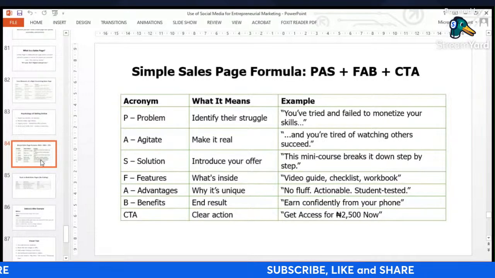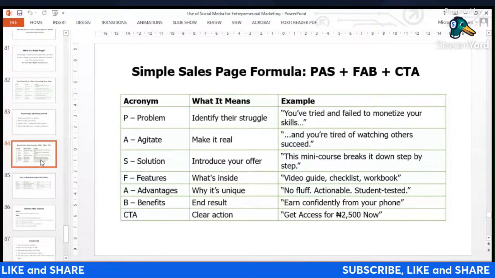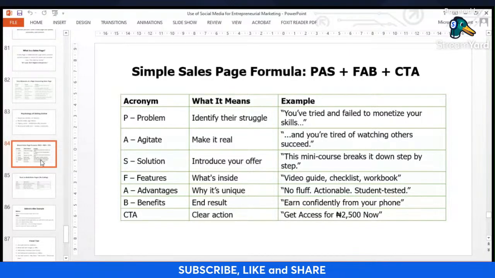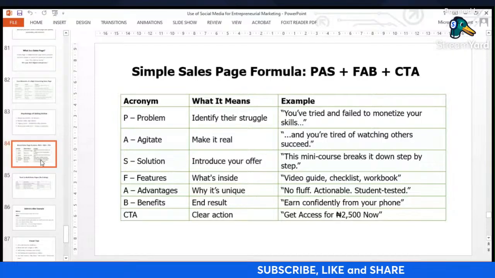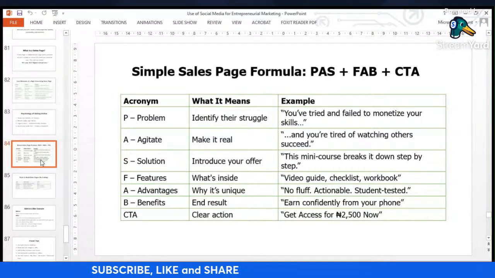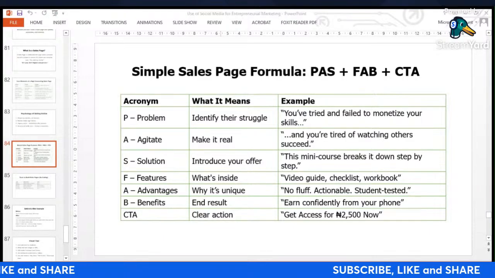Okay, so this is where I'm going to actually talk about copywriting frameworks. So we have the problem, the agitate, the solution. So the problem is like you're identifying the struggle, you make it real, you introduce your offer. The FAB: talk about the features, the advantages, the benefits. So you talk about what's inside, why is it unique, and then what's the end result. And then we have the CTA, called the call to action, which means at the end of the day, you need to know how to make use of this.